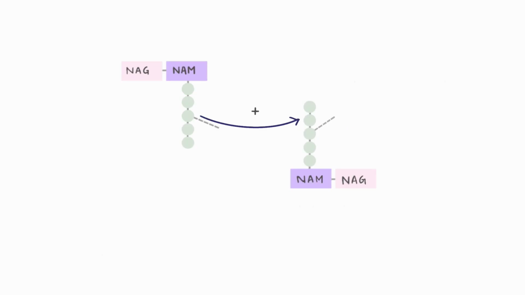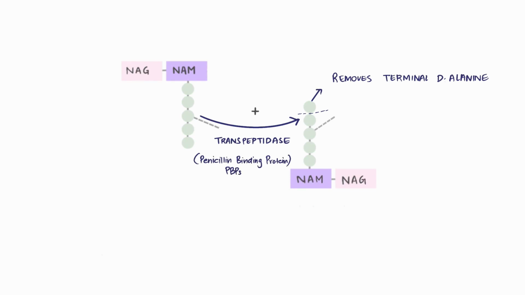In this reaction, a glycine of one strand that is located in the 3rd amino acid forms a peptide bond with the D-alanine in position 4 of another strand. And then it removes a terminal D-alanine from the peptide chain. This reaction occurs in the presence of an enzyme called transpeptidase, which comes under the group of penicillin binding proteins. This transpeptidation reaction is an important step for cross-linking of these polymers.